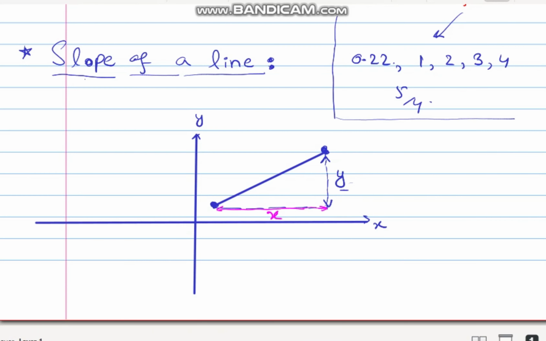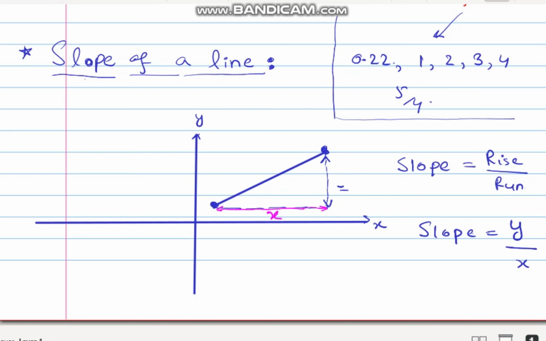Now let me write the slope of the line. How can we write the slope of the line? I also told you previously the slope of the line is always rise divided by run. Okay, dear students, please note. Now the slope will be... We can easily see what the rise is. Here the rise is y, and what is run? Run is x. It is a very easy, simple topic.